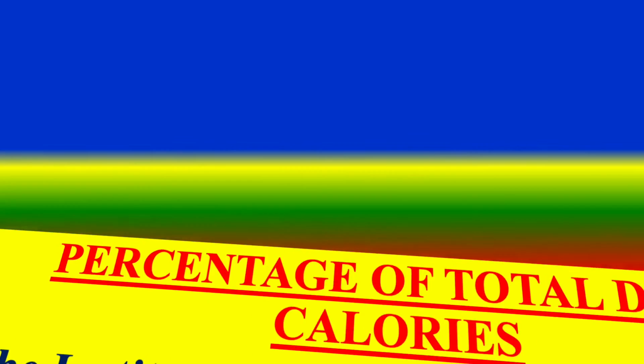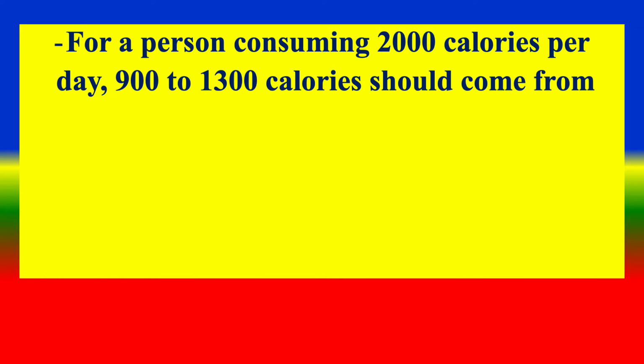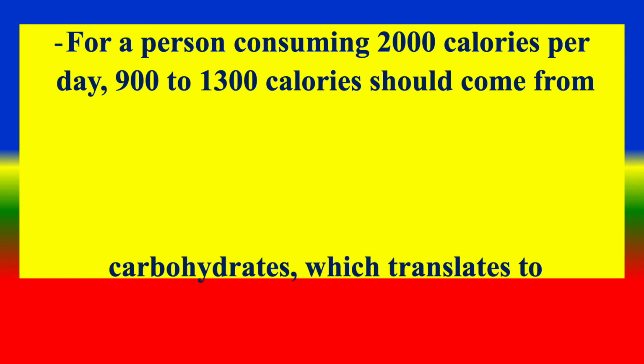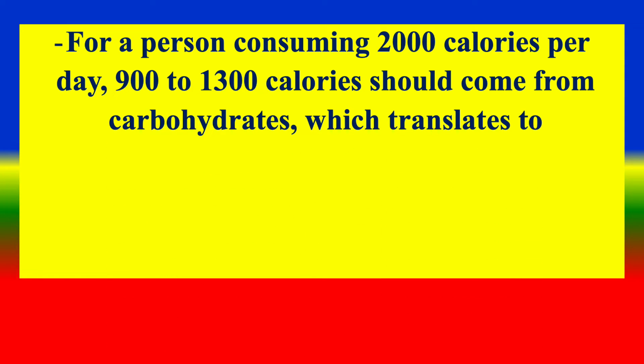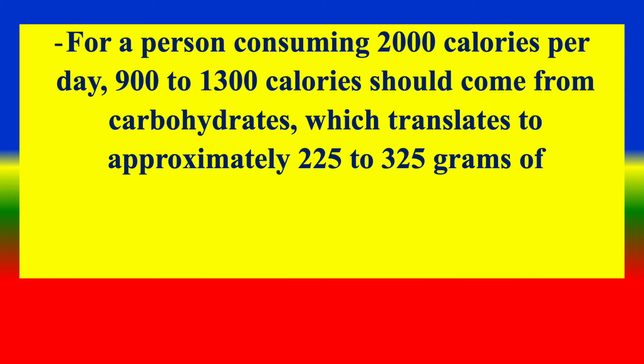This means for a person consuming 2000 calories per day, 900 to 1300 calories should come from carbohydrates, which translates to approximately 225 to 325 grams of carbohydrates daily.